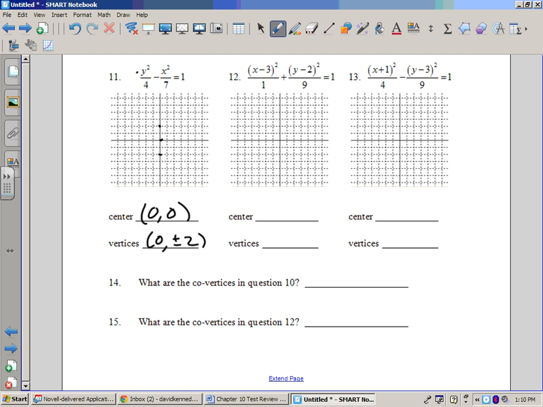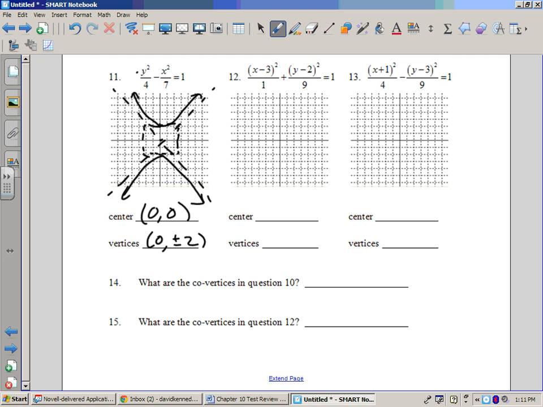Also, I'll end up wanting to make a box. I'm going to go left and right, the square root of 7, which is a little bit more than 2. To make this box, let's see, 1, a little bit more than 2. Then that will give me my asymptotes. Remember, this is going up and down, and so I'm going to get as close as I can to the asymptotes here, as close as I can to the asymptotes here. That's what my hyperbola actually looks like.